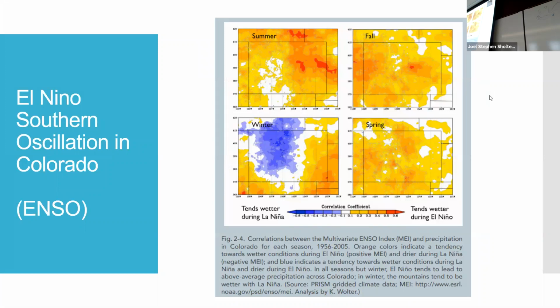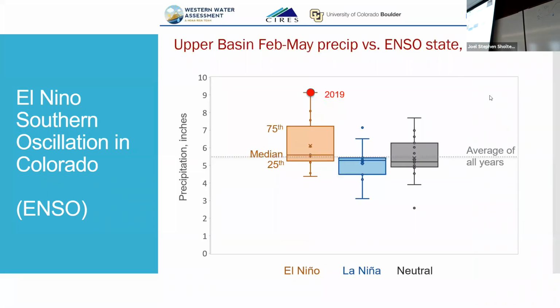So this is Colorado, and we're looking at precipitation during seasons. So blue is wetter during La Nina, and then orange is wetter during El Nino. So La Nina we like because we get wetter conditions during La Nina in the wintertime. That's when all of our water comes. You get some more intense storm events during El Nino in the summertime and in the fall. So monsoons can be stronger during El Nino. But we like La Nina for snow.